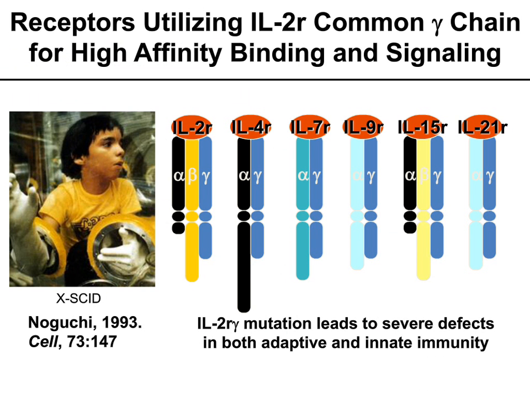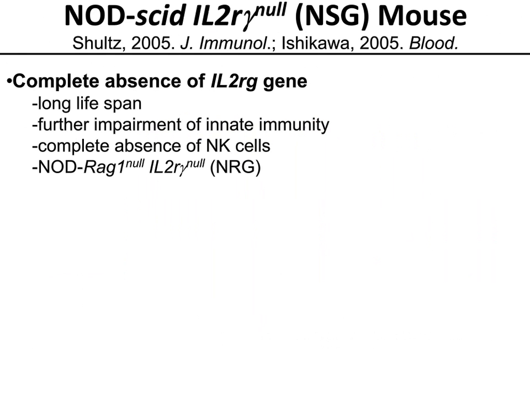This by itself leads to defects in both innate and adaptive immunity. This is also the most common form of X-linked SCID disease, and shown in the picture to the left is David Vetter, the infamous bubble boy. So by targeting the gamma chain, we've now created the animal known as the NOD-scid IL-2 receptor gamma chain, or for short, the NSG mouse.